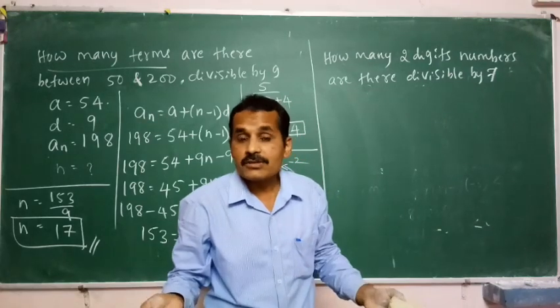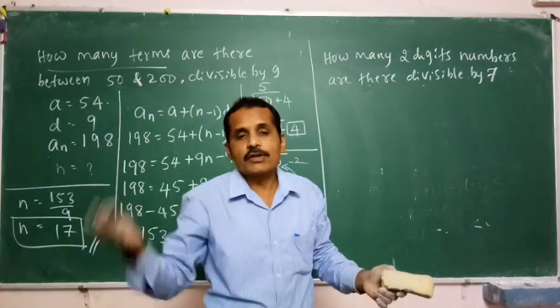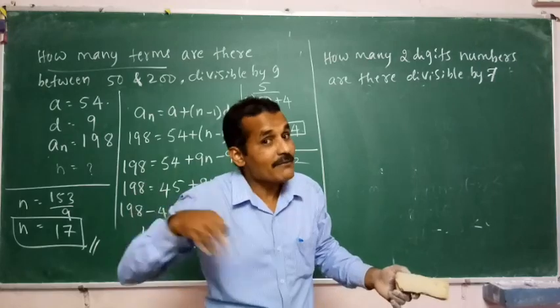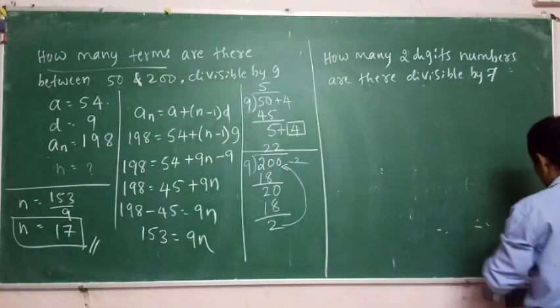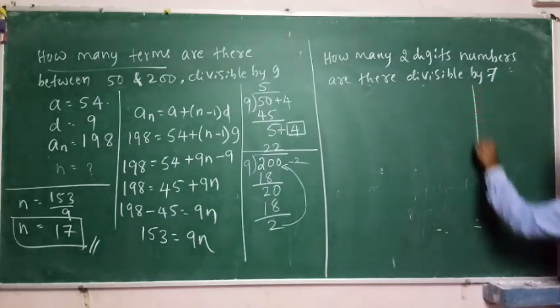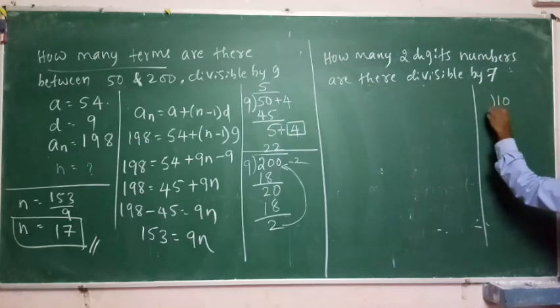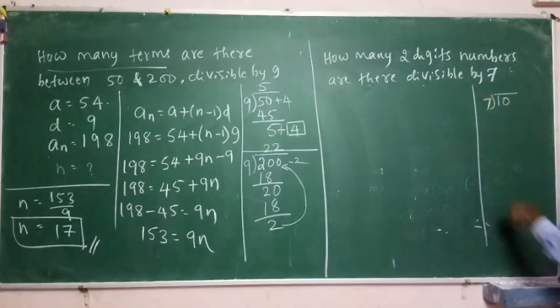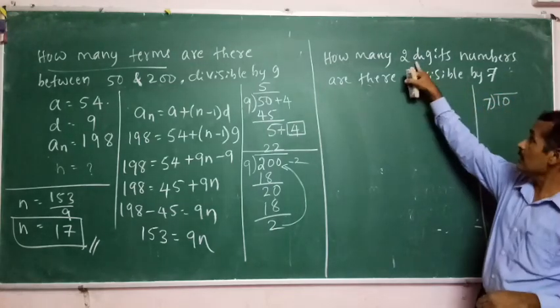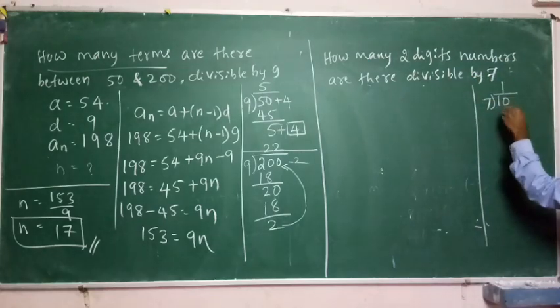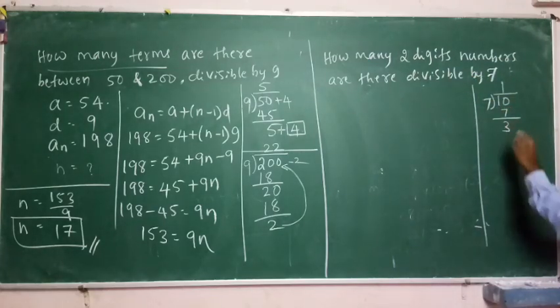Orally also you can do it. After 10, 14 is the number which is divisible by 7. But I will tell you the method. Method is important for me. I will take 10 divided by 7. 10 is the smallest two-digit number. 7 ones are 7, 3 is left out.